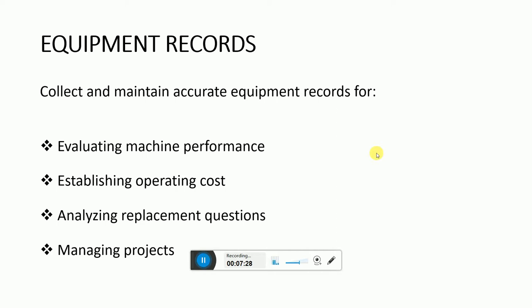The collection of the data, like the individual pieces, is only the first step. The data must be assembled and presented in a usable format. Many contractors recognize this need and try to collect and maintain accurate equipment records for evaluating machine performance, establishing its operation cost, analyzing replacement questions, and managing the projects. Surveys of the industry's practices show that these practices are not universal.